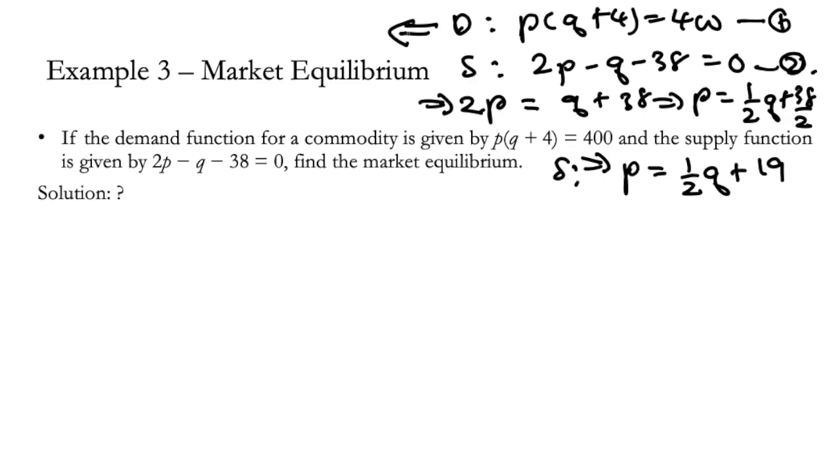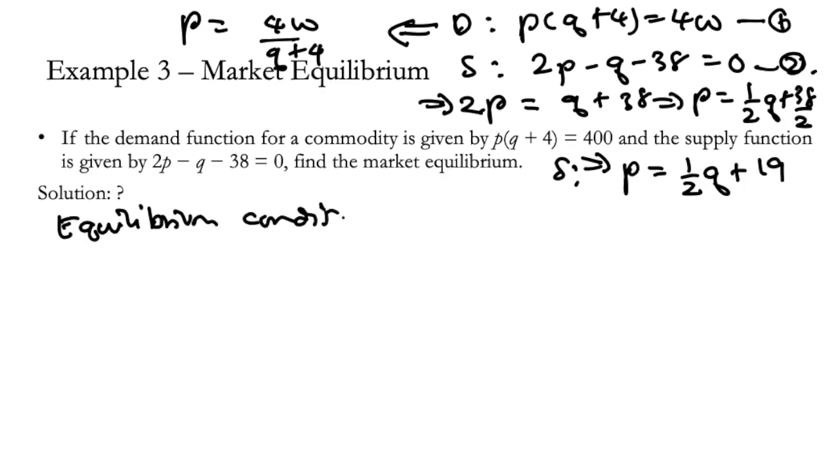Similarly with the demand function here, I can rewrite it this way. P equivalent to 400 divided by Q plus 4. Okay. Alright.